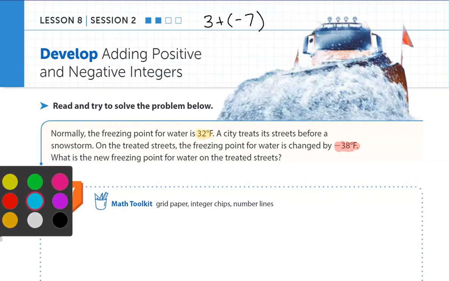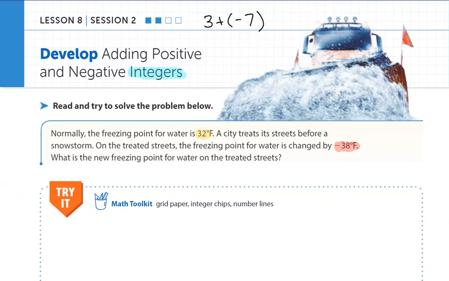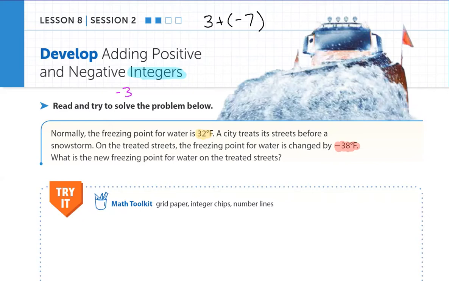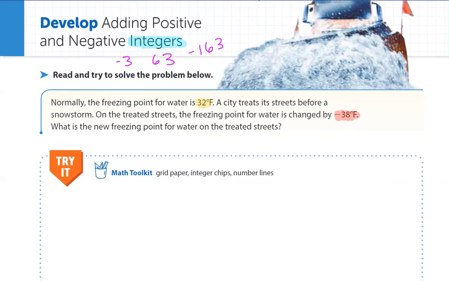And as a reminder, an integer is just a whole number that could be positive or negative. So for example, we'd have negative 3, positive 63, negative 163. Any number that's positive or negative, that's a whole number. So we don't have any decimals today. We don't have any fractions today.